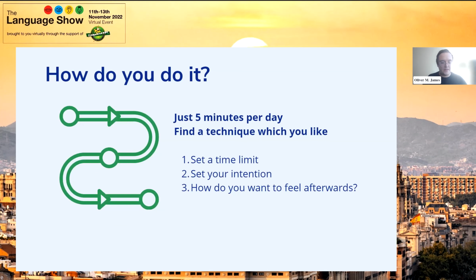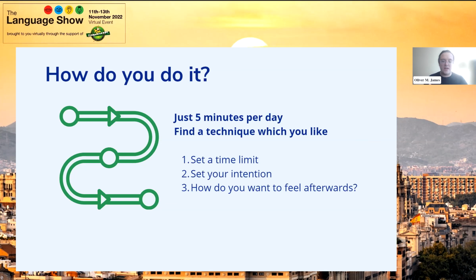And I teach this in audio and in a group class, but really it boils down to this. It's finding a practice of about 5 minutes a day to start with. But you'll find a technique you like to take yourself into a relaxed, calm, focused state. You'll set yourself a time limit. You'll set your intention. And that means, what do I want? What do I want to achieve? Why am I doing this?